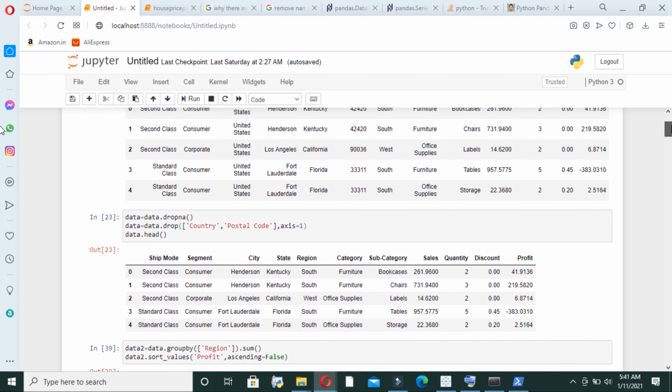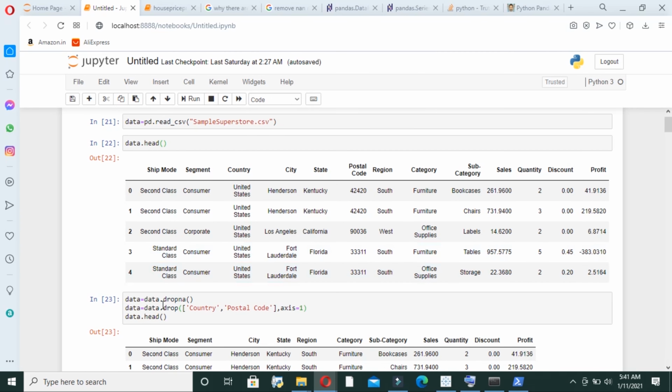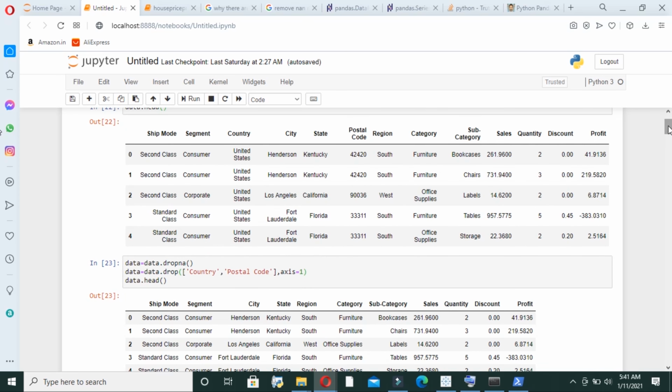So I started by dropping the rows which contained nan values. After that I dropped the irrelevant columns from the data which are not useful in our analysis, like this country column which contained United States. It is obvious that all the products were ordered in United States, so I removed this column. Now let's see this postal code column and the city column. The postal code of all the cities is the same, so we can drop one of the columns. So I dropped the postal code column.